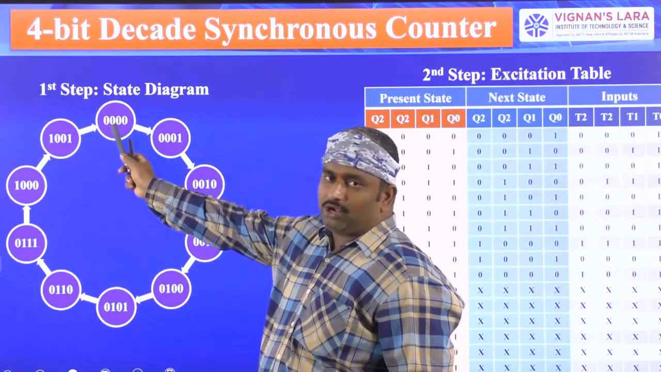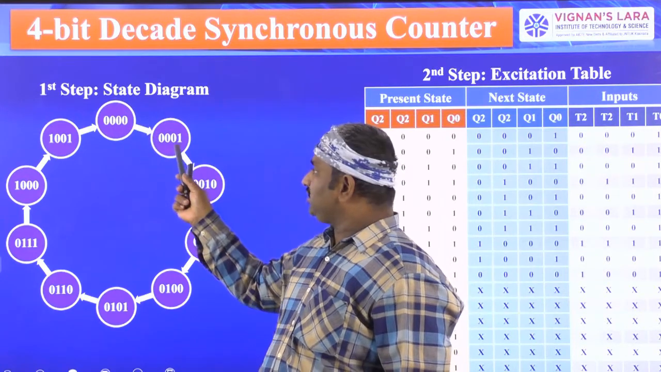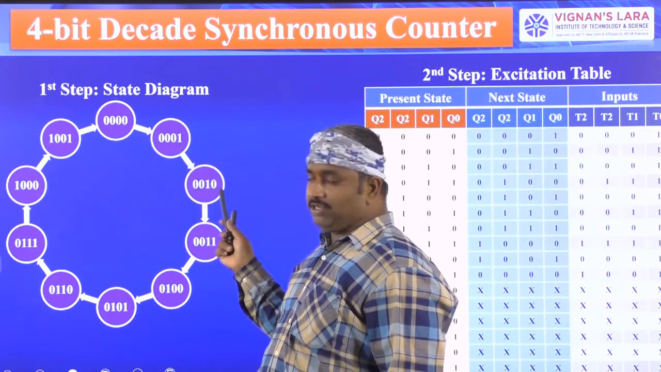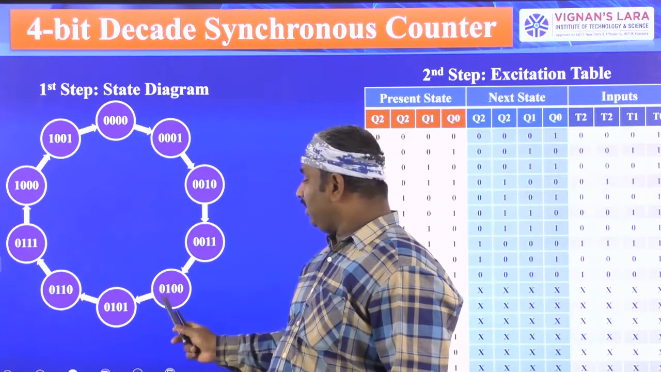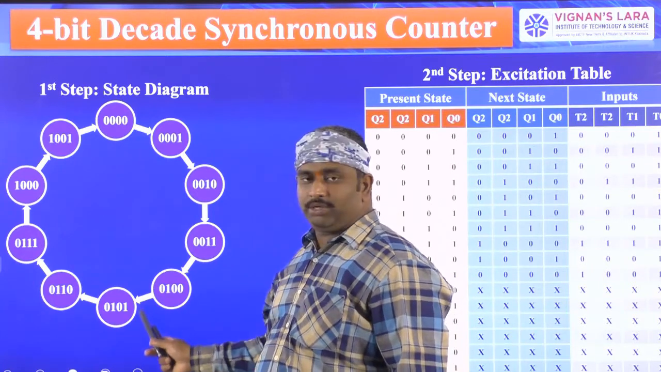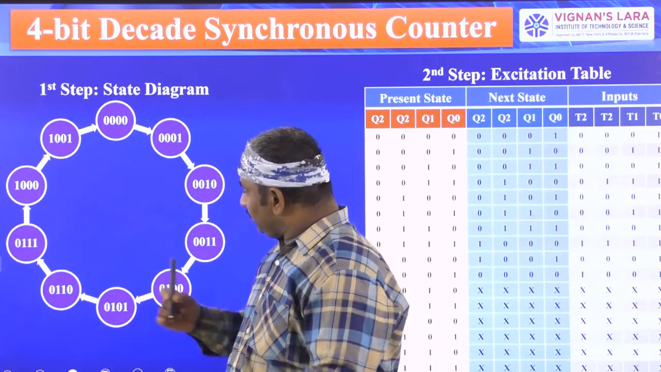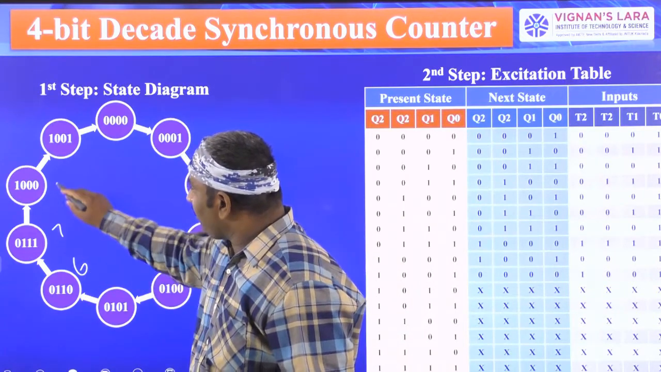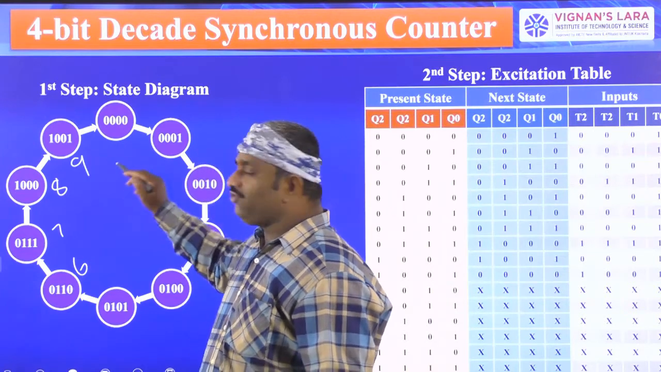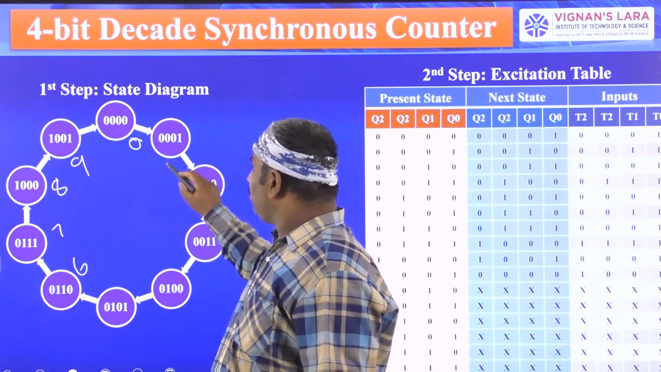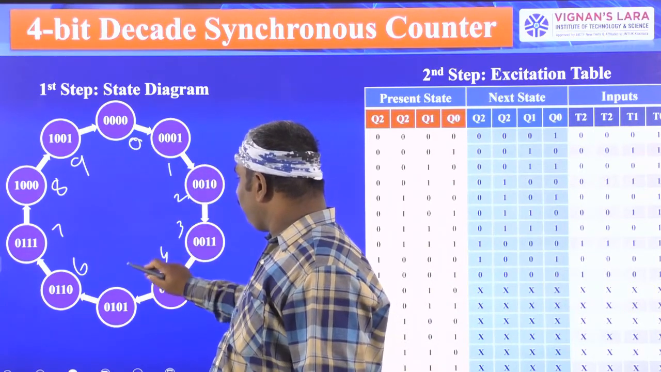See here, we are starting from 0, 0, 0, 0. Next state 0, 0, 0, 1. Next 0, 0, 1, 0. Next 0, 0, 1, 1. Next 0, 1, 0, 0. Next 0, 1, 0, 1, and 0, 1, 1, 0, which is equivalent to 6, and then 7 and 8. Next 9. After 9, you have to get 0. Then 0, 1, 2, 3, 4, 5.